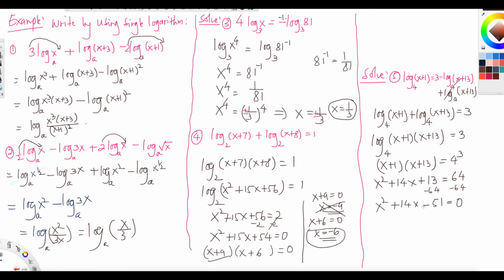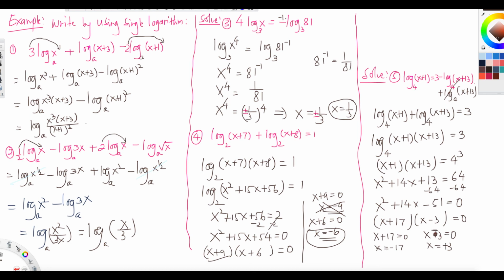Now we need to get two factors for this because there is 0 on the right hand side. So x and then x equals 0. What are the two numbers whose sum is 14, product is -51? That will be plus 17 and then minus 3. See, the sum is positive 14 and the product is -51. So now you solve this. x plus 17 equals 0 implies x equals -17. Sorry, x minus 3 equals 0 implies x equals +3.